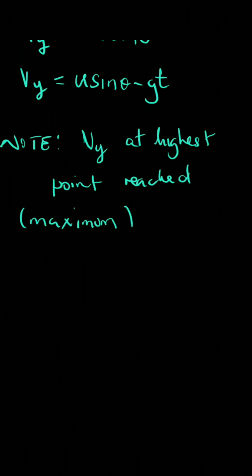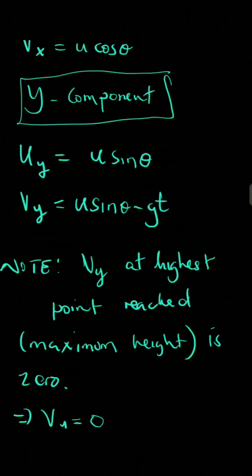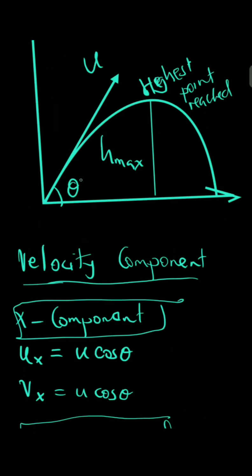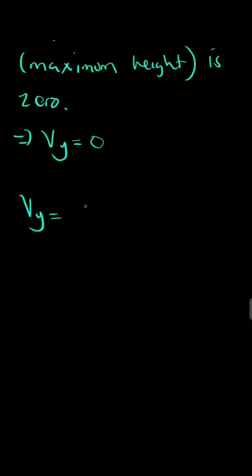At any other point it might have a value, but at the highest point reached, a projectile in this trajectory gives you 0. So this implies that v subscript y is equal to 0. Now, if you remember, the final vertical component of velocity has the formula we expressed above, which we also showed in the previous video. So this is equal to u sine theta minus gt.